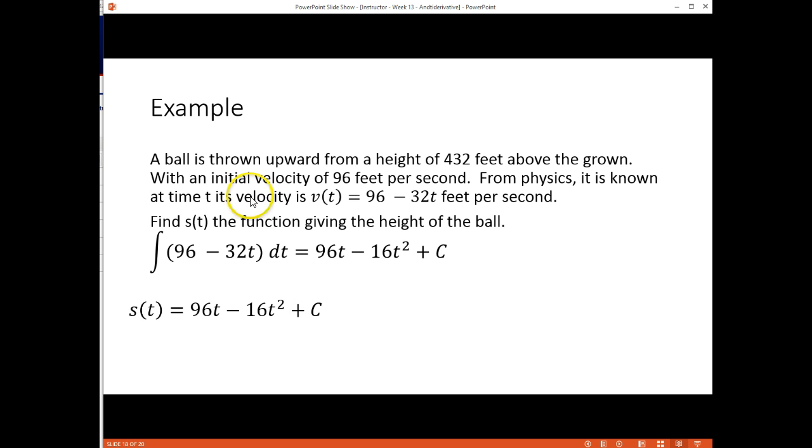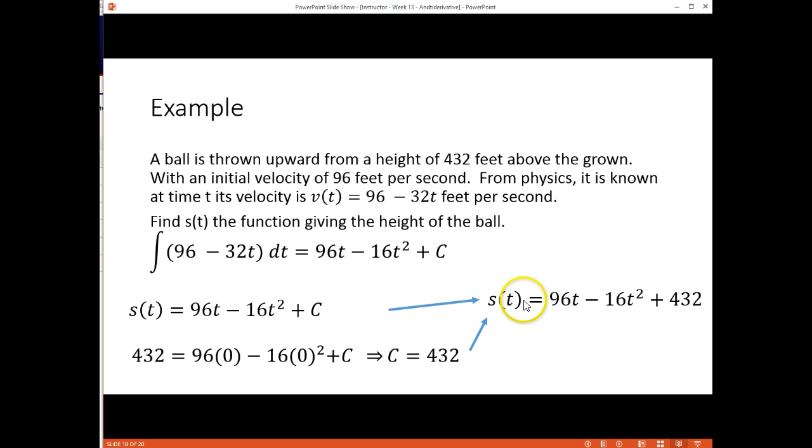Well, notice what we said already. A ball is thrown upward from a height of 432 feet above the ground. This is our initial position. So at time 0, we know the height is 432. This is the point that we're actually given. So we're going to plug into this position formula. 432 is the position at time 0, and this gives us c is 432. So just like we did on the previous problem, we're going to take this equation and this constant, knowing that c is 432, and this is going to give us our new function. s of t is 96t minus 16t squared plus 432.